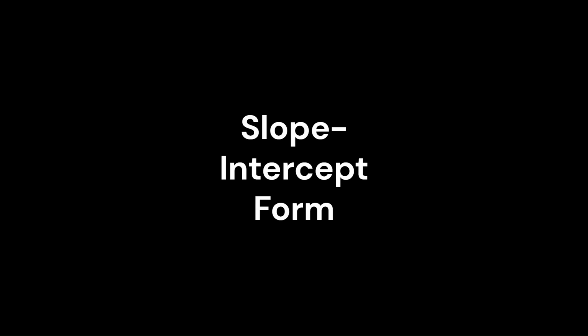Word: slope-intercept form. Definition: y equals mx plus b. This is useful when the slope and the y-intercept on the line are known. It is also useful for graphing a linear equation.